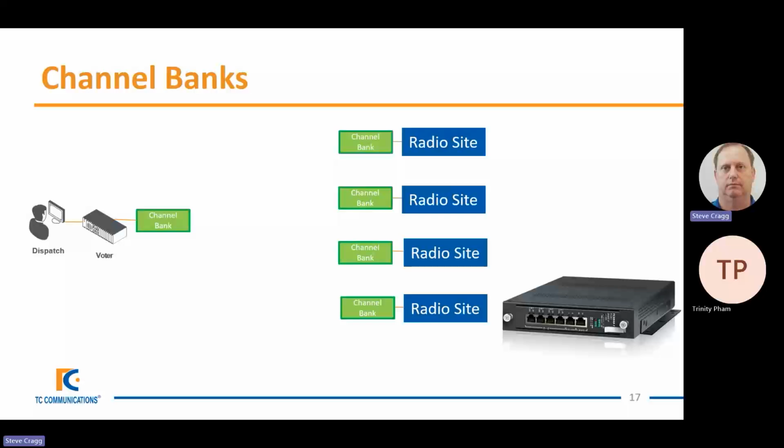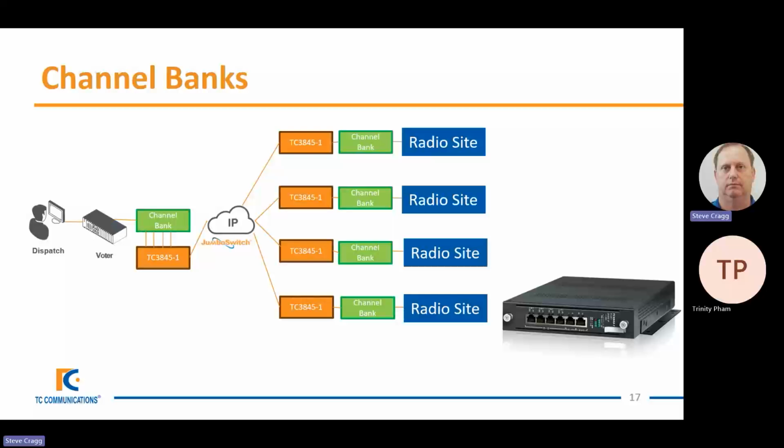So let's take away the T1s. We're going to replace it with a TC3845-1. This is a T1 over IP, and you can see that what we basically do here is we immediately drop in a unit that provides a T1 over IP, and you can continue to use the channel banks.